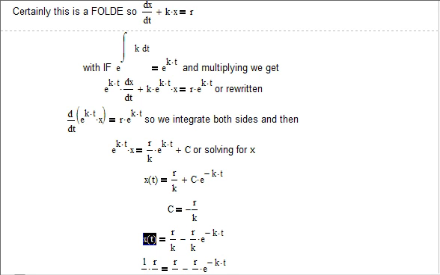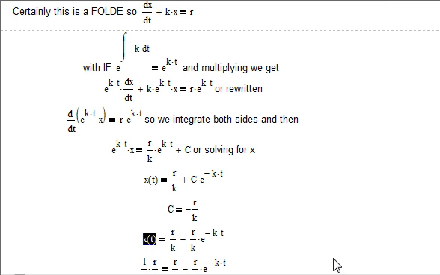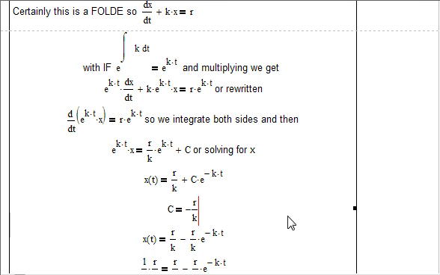Going great. So, then another question says, well, what's the concentration in the blood as t grows very large? So let's go back and look at this. As t gets very large, remember, k is positive, so this is e to a very large negative number. Well, all right, call it 0. So that means this whole part of the equation is just going to be 0, so x as t grows very large is going to be r over k. That's the limiting value.